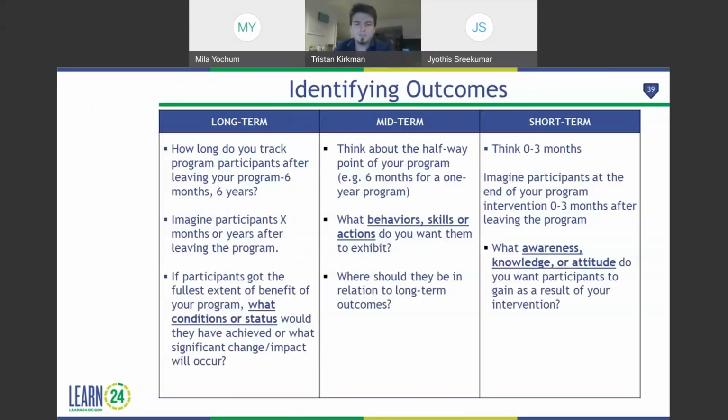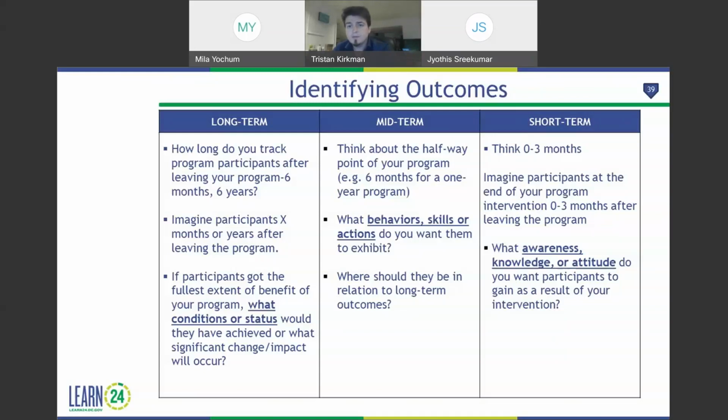So next we're going to go over some details to help you develop your own intended outcome statements for your program. So we have, again, long-term, medium-term, and short-term. So for long-term, how long do you track your program participants after leaving your program? 6 months, 6 years? And if participants got the fullest extent of the benefit of your program, what conditions or status would they have achieved? Or what significant change or impact will occur that wouldn't have occurred without your program?